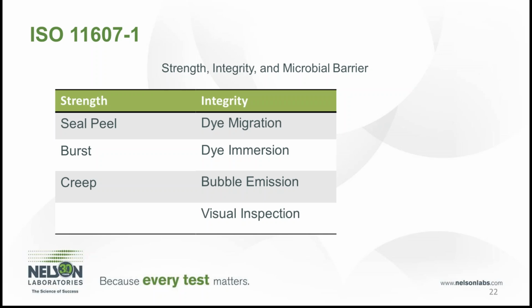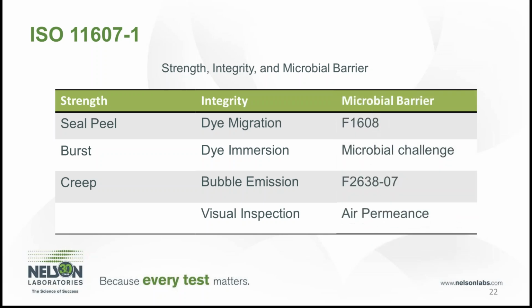The bubble emission test, unlike the dye migration test, is a whole package test where you're looking at the integrity of the entire package, the seals, as well as the materials for any sort of gross defects. Visual inspection is exactly what it sounds like. It's a visual inspection of the packaging for channels through the seals. The standard does give you options that you can inspect for that may be applicable to your situation if necessary.